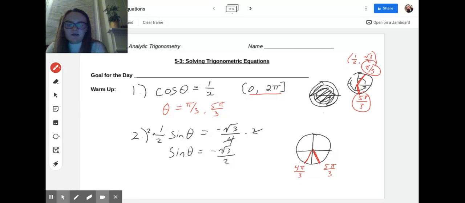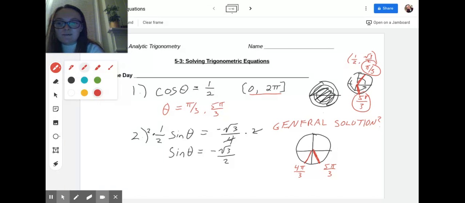Except it didn't give me a closed interval at all. It just said, hey, what's the general solution? So really the question is, what's the general solution? Okay, so what this is saying is that if I continue on this path, if I go around the unit circle as many times as I want, there are technically going to be infinite solutions.